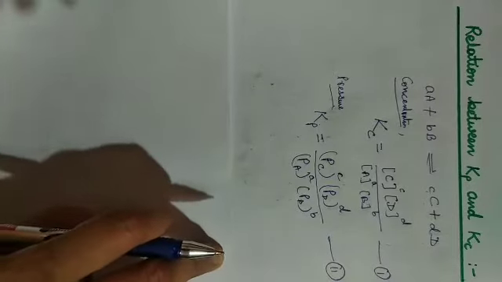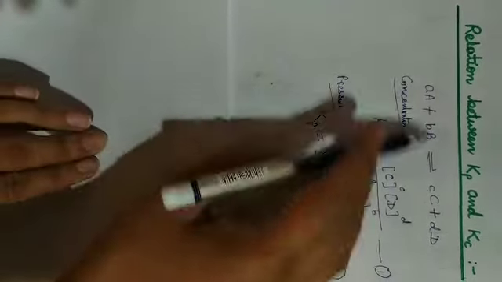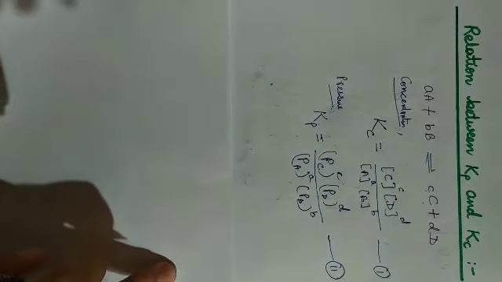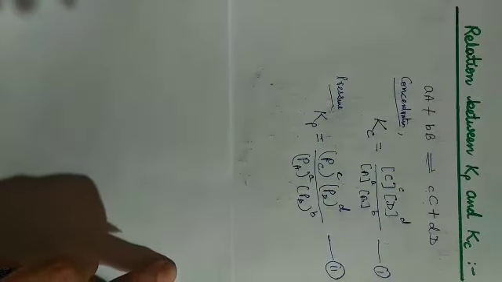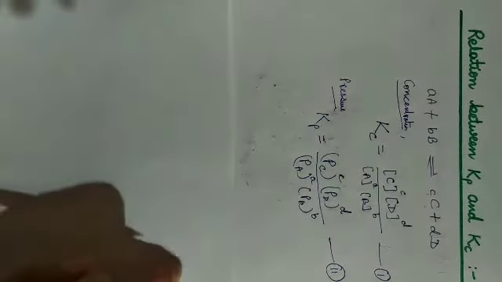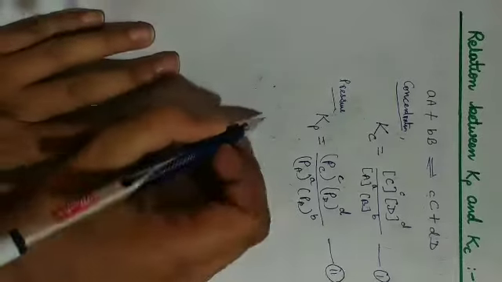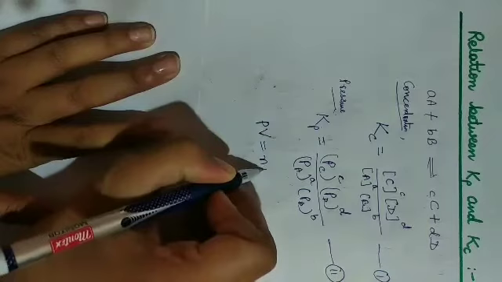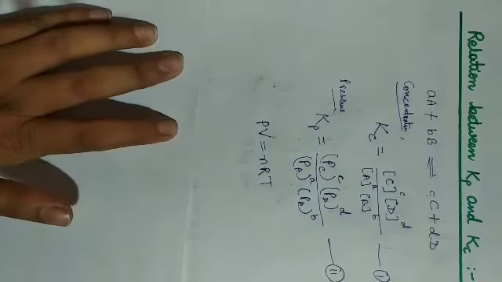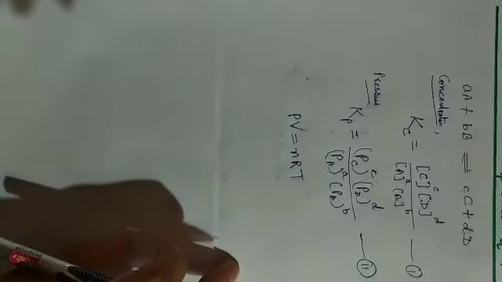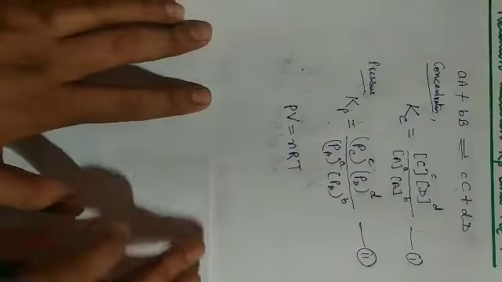Now, as we have assumed that all the reactants and products are in the gaseous phase, suppose we are taking the gaseous substances as ideal gases. Suppose we are assuming that all the gases are ideal in nature. According to the ideal gas equation, PV equals nRT. This is the ideal gas equation. All the gases used on the reactant and product side are ideal in nature.